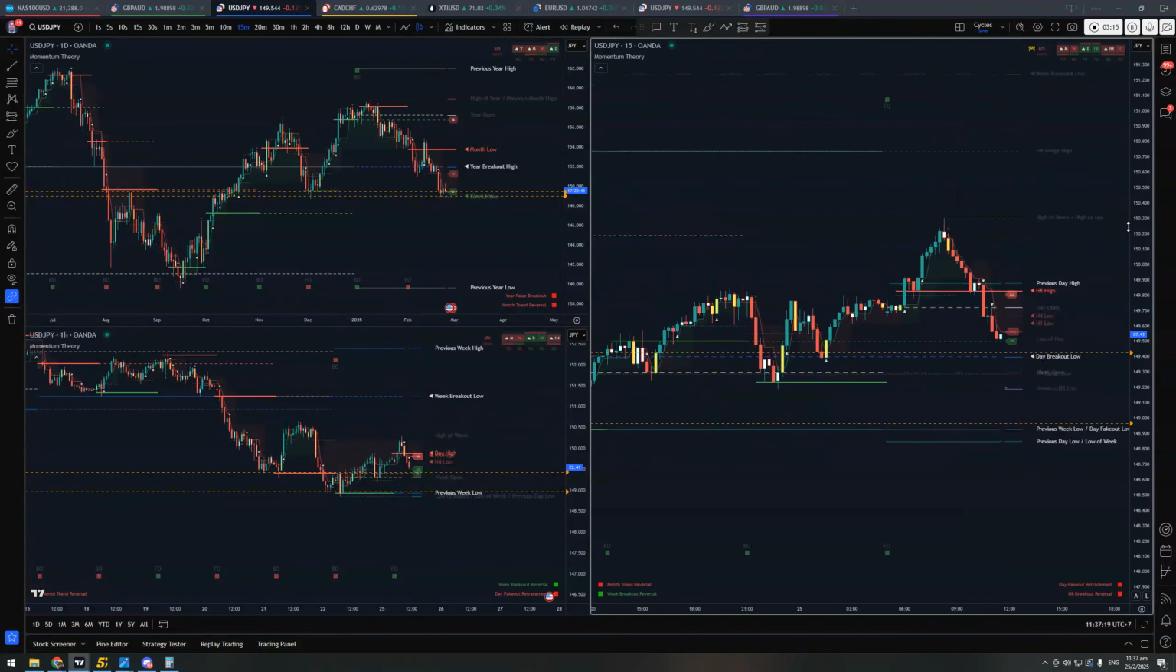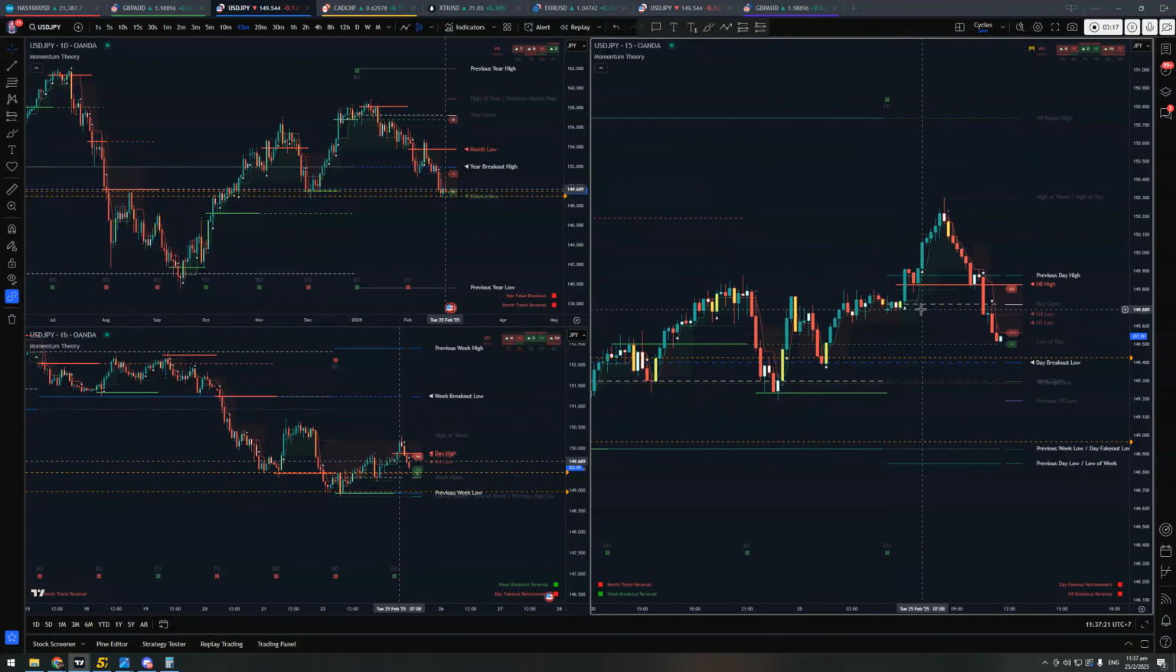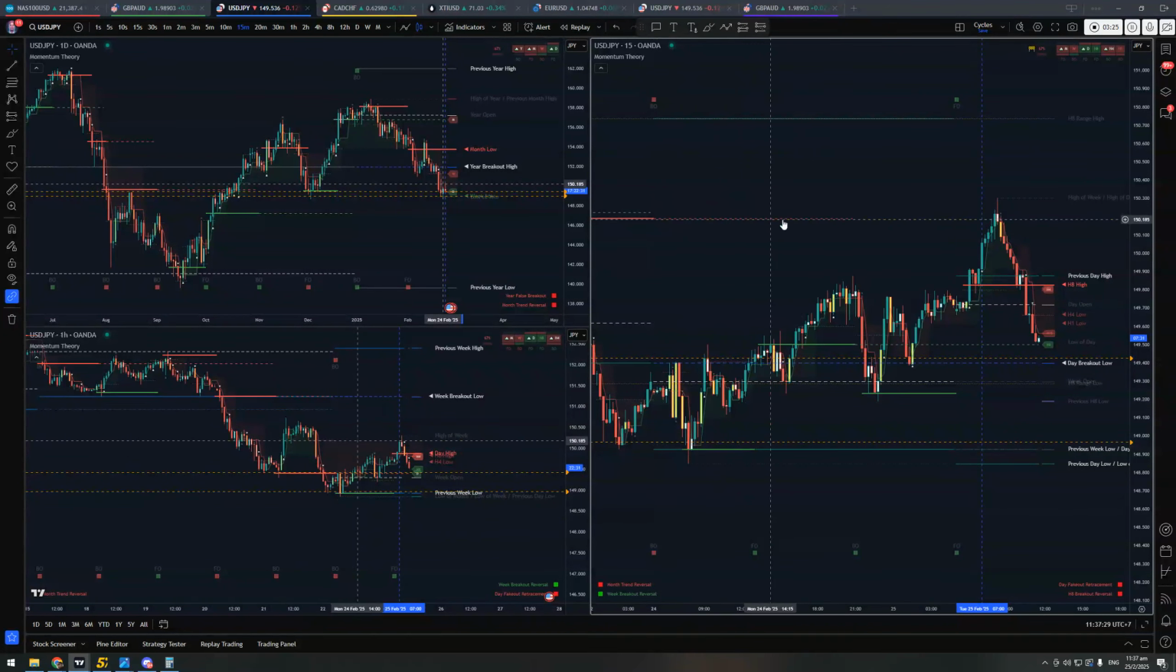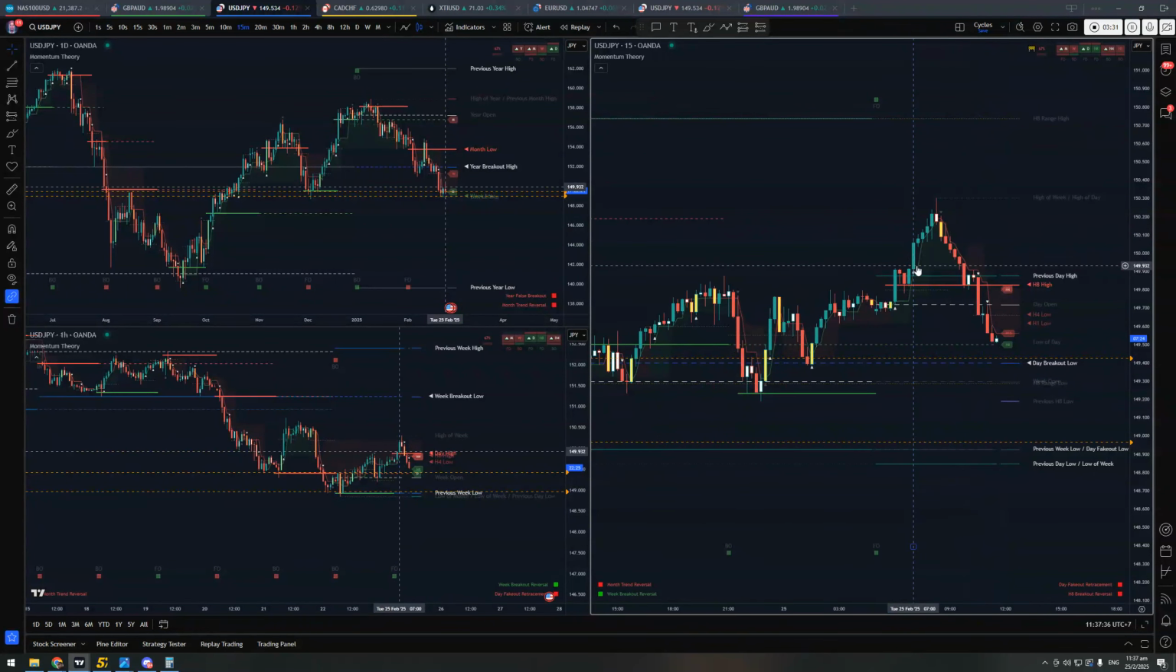So how I took this: 7 a.m. Tokyo market open, I was watching the market and I saw that UJ broke out. We're above the previous day high. And I saw that H8 breakout level, so I did expect price to have some sort of reaction at this level. In order for me to reverse a breakout of a previous day high, I need to see a fake out of a lower time frame.